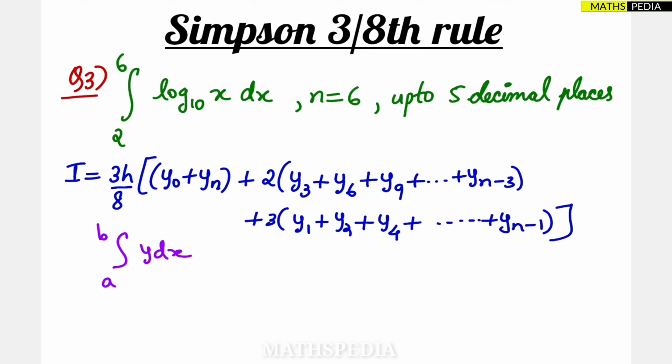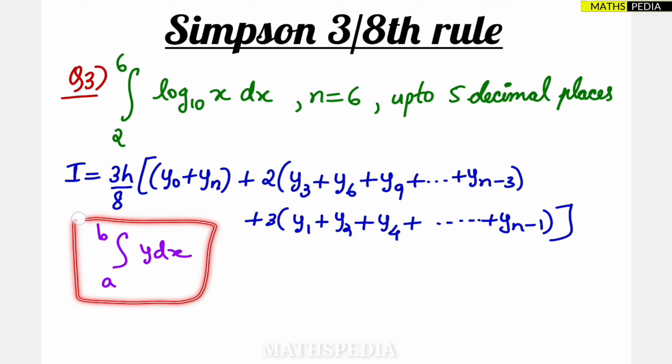Always remember, it is very important to write in this order only, because what happens if the first term is there, the last term is there, and the last term is y6, then you cannot include it over here. That problem is there. So always write first term, last term, then only 2 into the multiples of 3, then 3 into all the rest of the terms. In this order only you practice. Okay, so 3h by 8 you have to multiply.